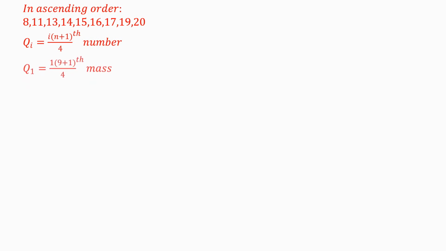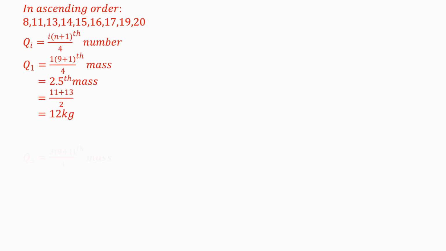which in our case is the masses of the sheep. So the position of interest in quartile 1 is 1 times (9 plus 1) over 4, which is equal to the 2.5th mass. Since we do not have a 2.5th mass, we take the mass number 2 and mass number 3, then divide by 2 or find the average. And we obtain 12 kgs.